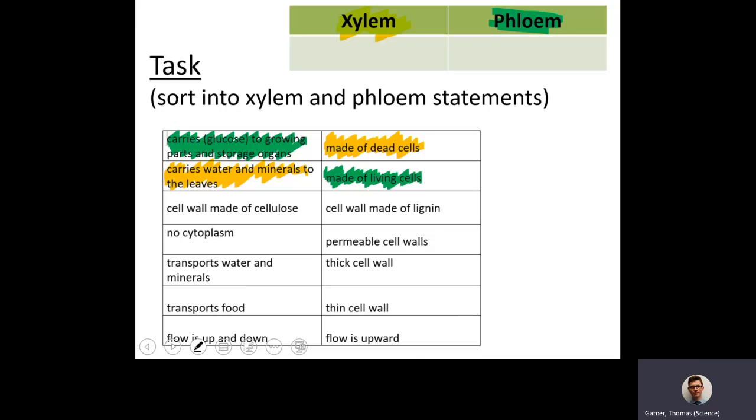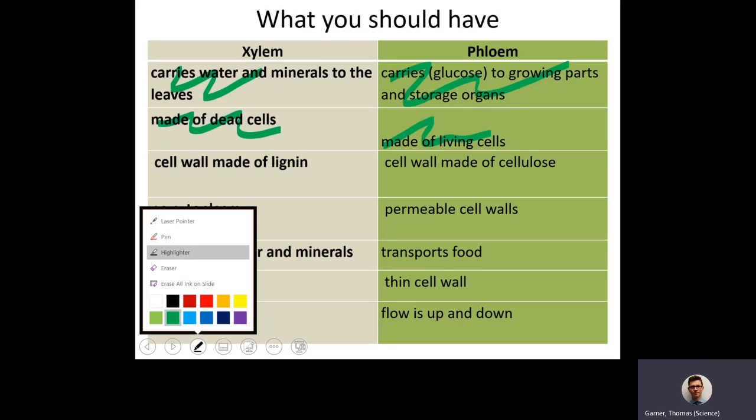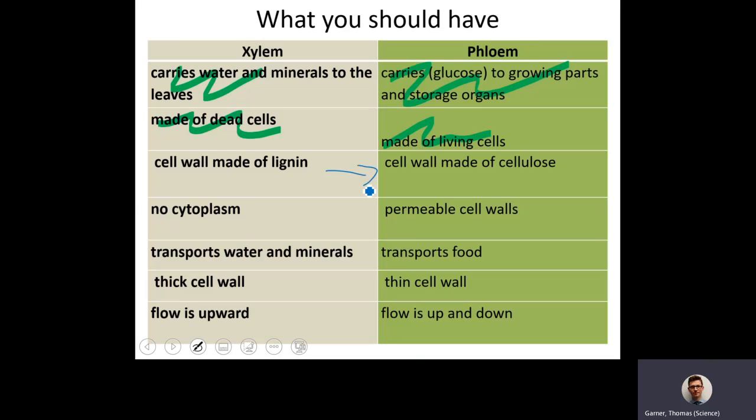There we go. There's the answers for xylem and phloem. So we already had in there the carries water and they're made of dead cells. We already had carries glucose and made of living cells in the phloem. So the rest of them you should have, and I want you to give it ticks or crosses or put some arrows between if you need to swap some round. If you got two wrong, just swap them round like that. That's absolutely fine.